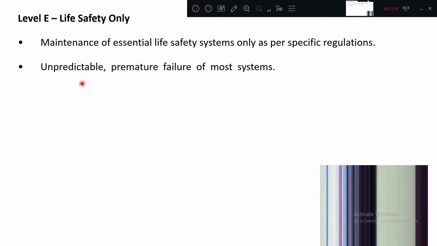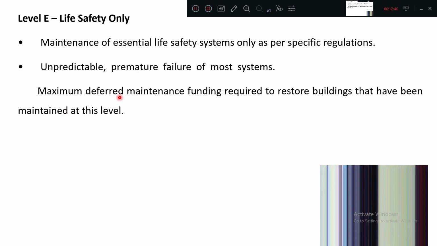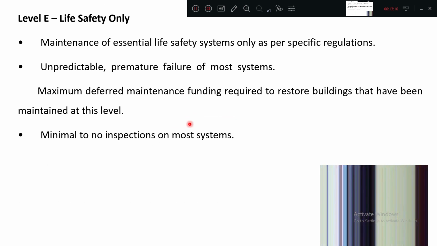Unpredictable, premature failure of most systems, that is very common. Maximum deferred maintenance funding is allotted here. Maximum deferred funding means this month 10,000, next month 25,000. Like that, the difference is always there in funding, because you don't know when failure will happen. You are not doing preventive, you are always reactive in nature. So that is why maximum deferred maintenance funding is required. For what reason? To do the maintenance at this level.